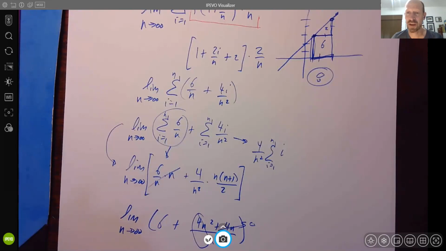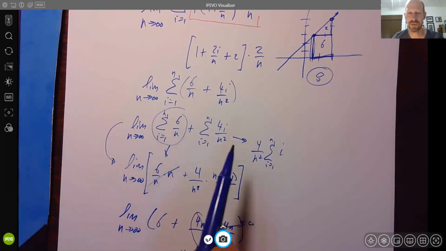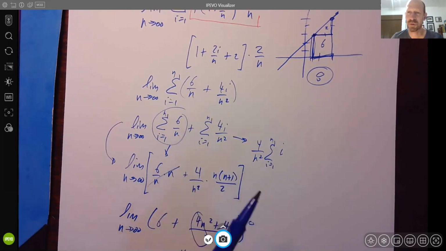So it takes a couple runs to get the process down. The good thing is that all versions of this really lead to the same general structure of how we work through it. Sometimes you'll have 3 terms instead of 2 terms, or I-squareds instead of I's, but underneath that, it's really the same problem each time.